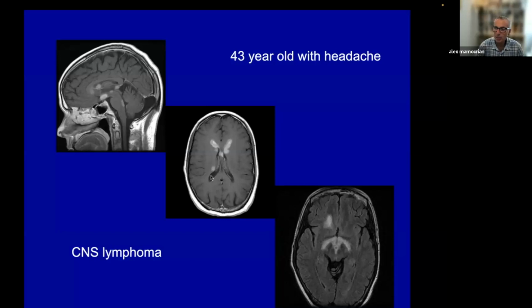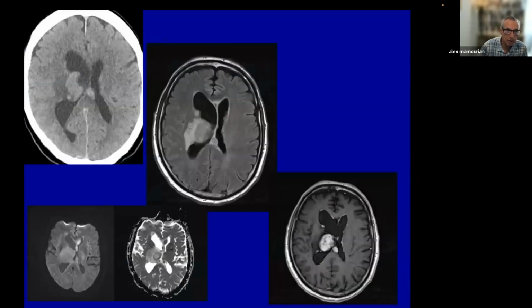CNS lymphoma is a disorder that usually requires only a biopsy, if anything, and doesn't require resection. They respond in most cases to treatment once the diagnosis is established. They have this quality of having high attenuation on the CT imaging. They often enhance, but uniformly, not peripherally, as we saw with the demyelinating disease.